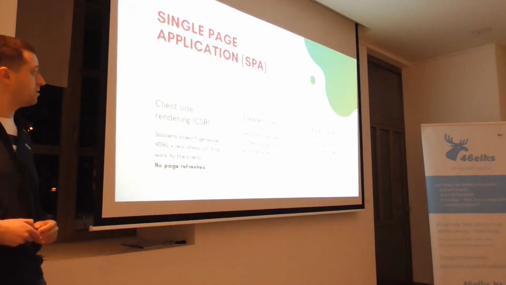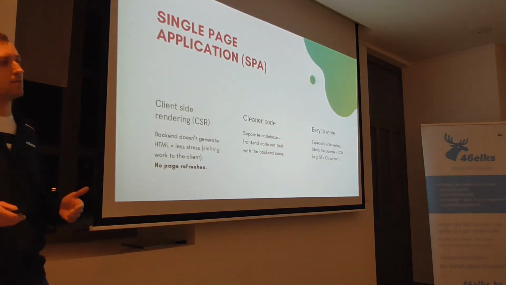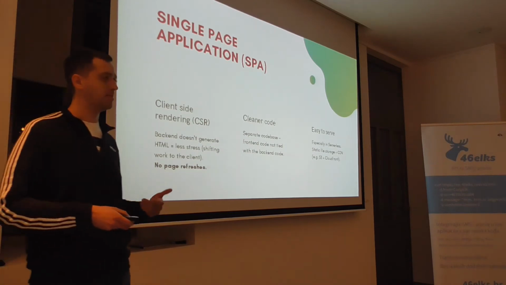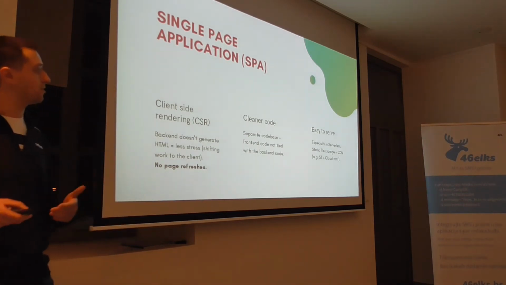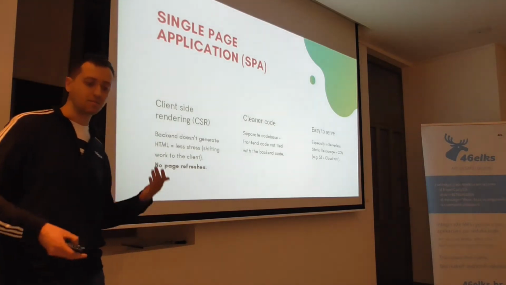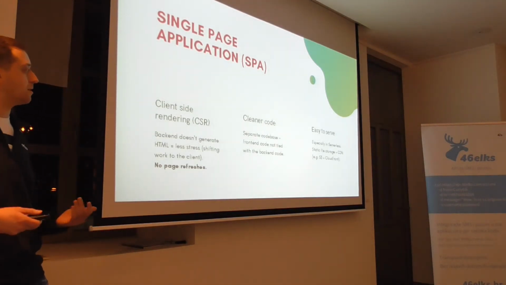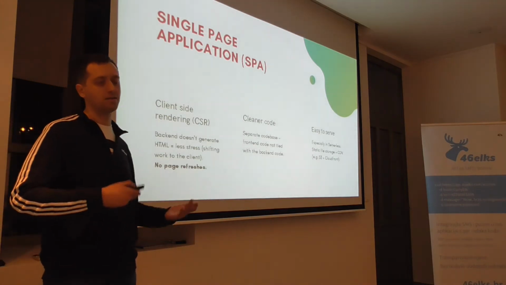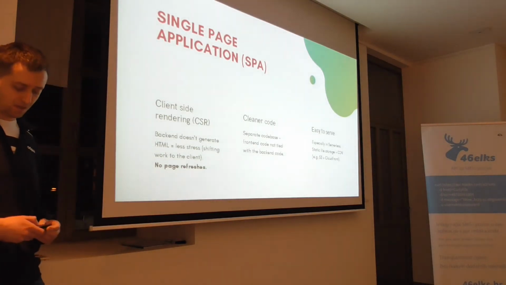Then we have cleaner code. Usually you have two code bases. One code base that represents that single page application, the other code base that represents some kind of backend, and these two systems are connected with something like an API URL. That's the usual way we would do it.